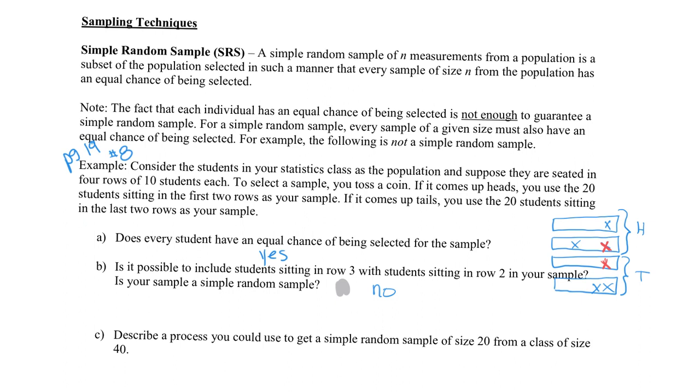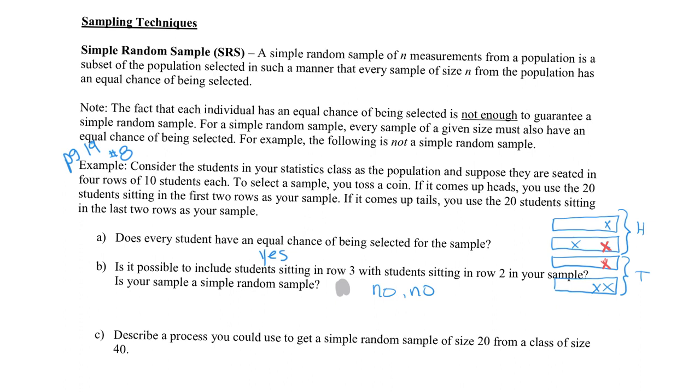No. So then it says, is your sample a simple random sample? No, it's not, because these samples of size 2 don't have the same chance of being selected. So it's not a simple random sample. Then it says, describe a process you could use to get a simple random sample of size 20 from a class of size 40. So if you think about it, there's 40 students here, 10 in each row. We need to get a simple random sample of size 20. Can you think of a way to make this work?